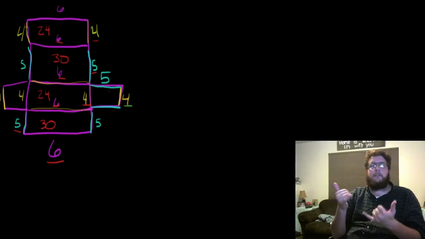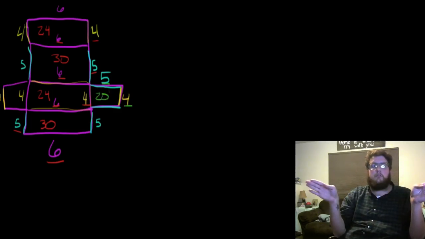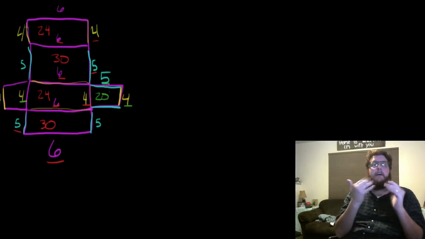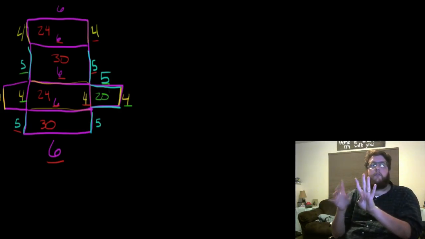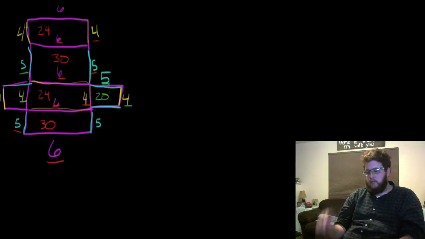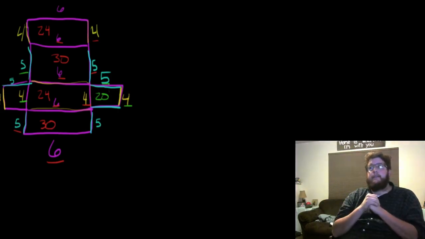I have 4 times 5, which is 20. And 4 times 5 again. I have to add in that these are also 5. Anyway, 4 times 5, which will give us 20. And now I can add this all up.